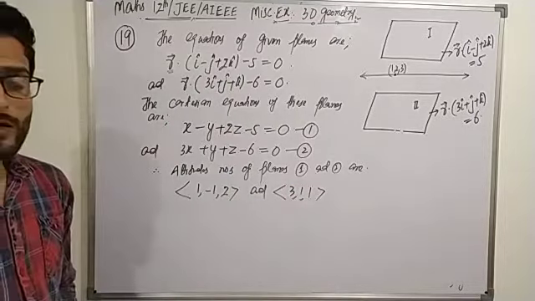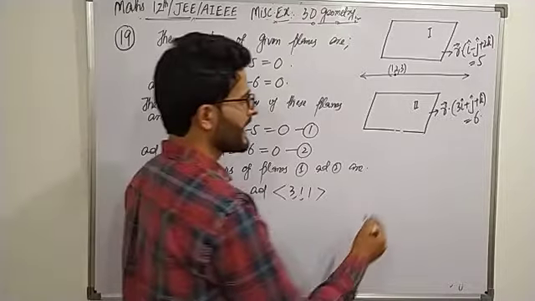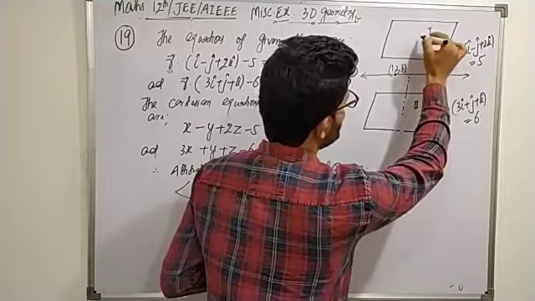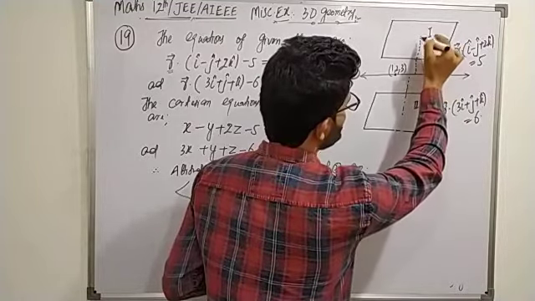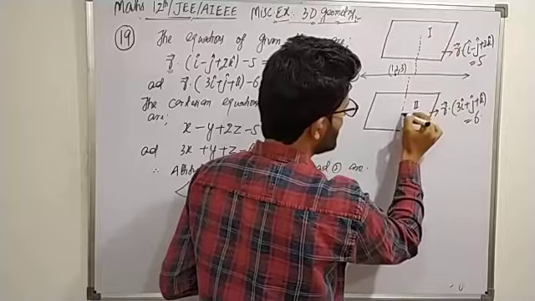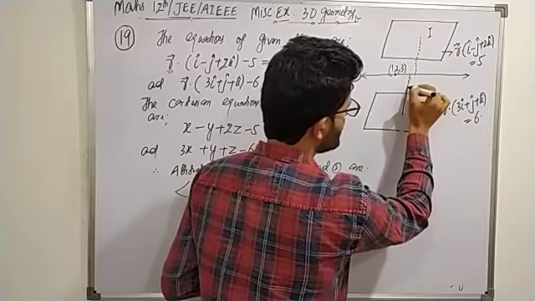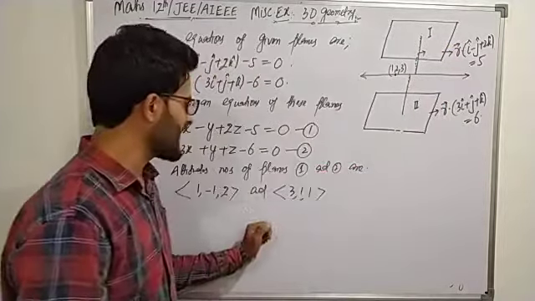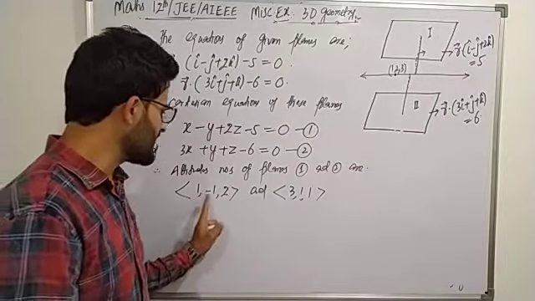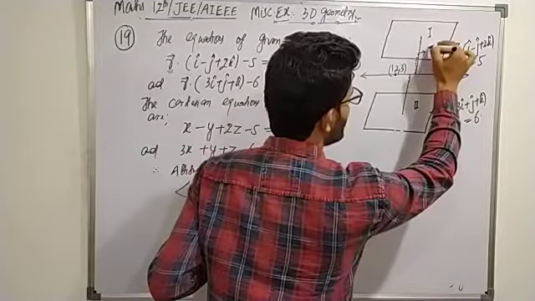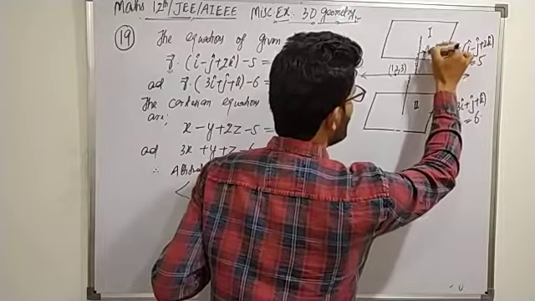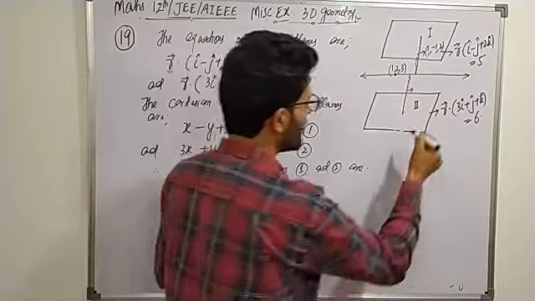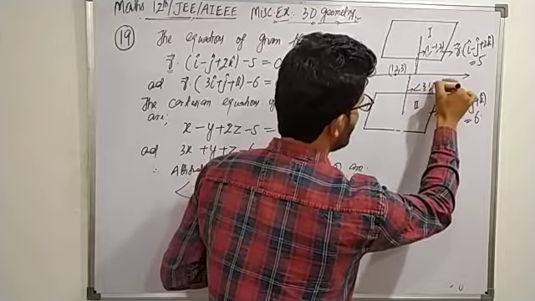But what are the attitude numbers of a plane? They are the direction ratios of any normal to the plane. So attitude numbers of the first plane are the direction ratios of the normal to the first plane, and attitude numbers of the second plane are the direction ratios of the normal to the second plane. So the normal to the first plane must have its direction ratios as 1, minus 1, 2, and the normal to the second plane will have direction ratios as the ordered 3-tuple of 3, 1 and 1.